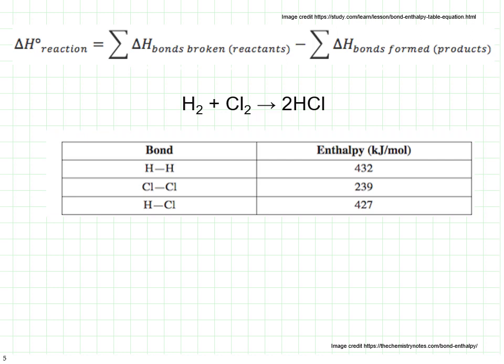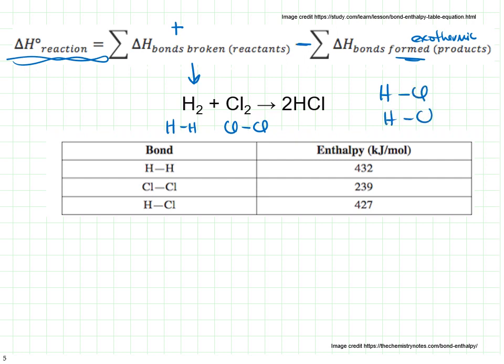In order to calculate delta H of reaction, that enthalpy of reaction, from our bond enthalpies, what we do is this. We're going to add the enthalpies from all the bonds that we have to break in the reactants, and then we're going to subtract, because remember that forming bonds is exothermic, that's a negative delta H. We're going to subtract the bond enthalpies of all of the products. So if I'm looking at this equation here, I need to break a hydrogen-hydrogen bond, I need to break a chlorine-chlorine bond, and then I need to form two hydrogen-chlorine bonds.